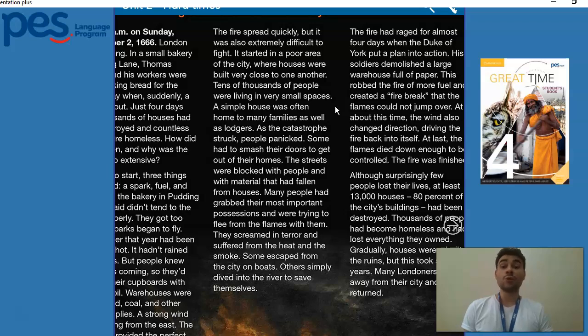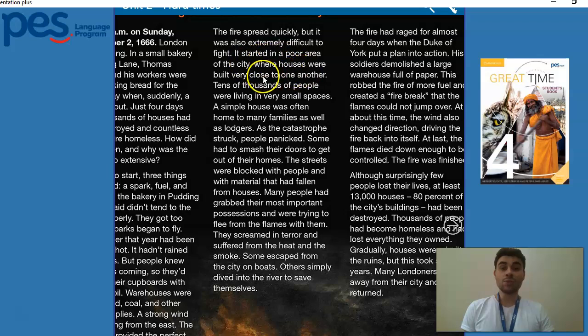Many people had grabbed their most important possessions and were trying to flee from the flames with them. They screamed in terror and suffered from the heat and the smoke. Some escaped from the city on boats. Others simply dived into the river to save themselves. So we need to say why the fire spread quickly.